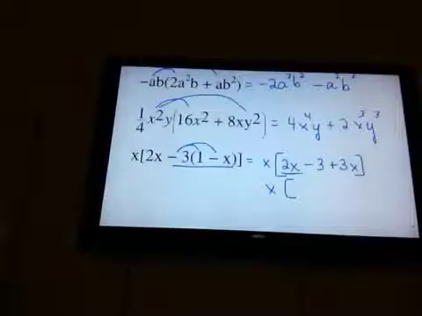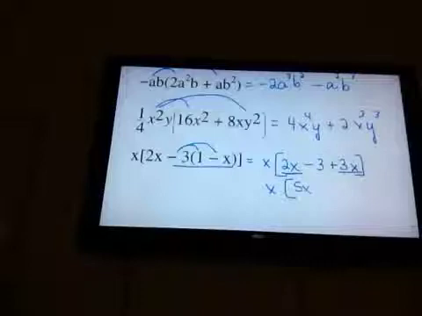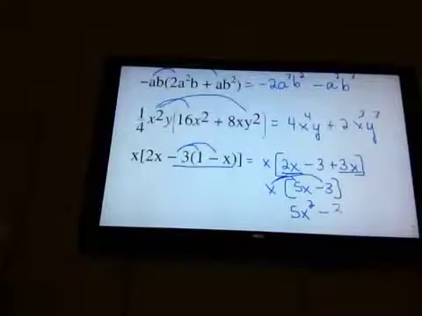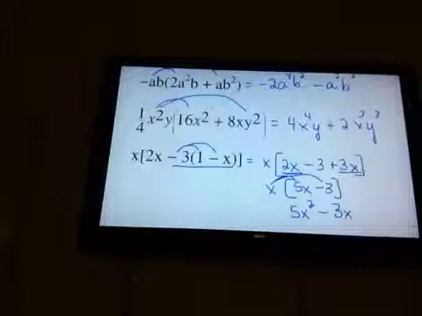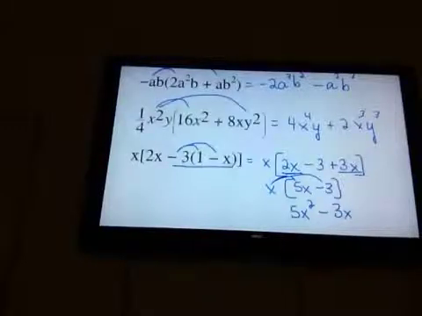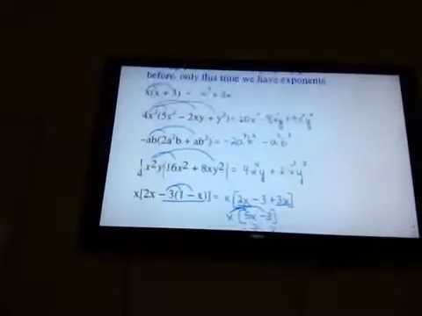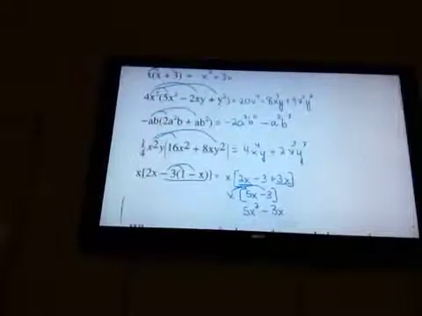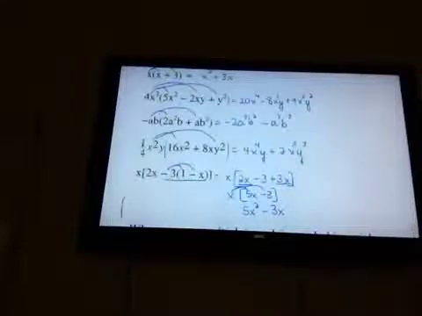So 2 and 3, 5x minus 3. And now I'll get rid of my bracket by distributing. X times 5x, 5x to the second power, x times negative 3, negative 3x. Cannot combine any further because those terms are not alike. Okay, anything that we want to look at in those first 5? I can go back and reiterate.